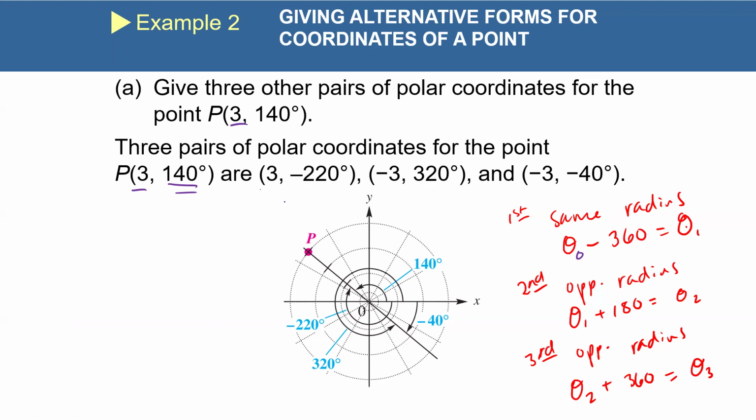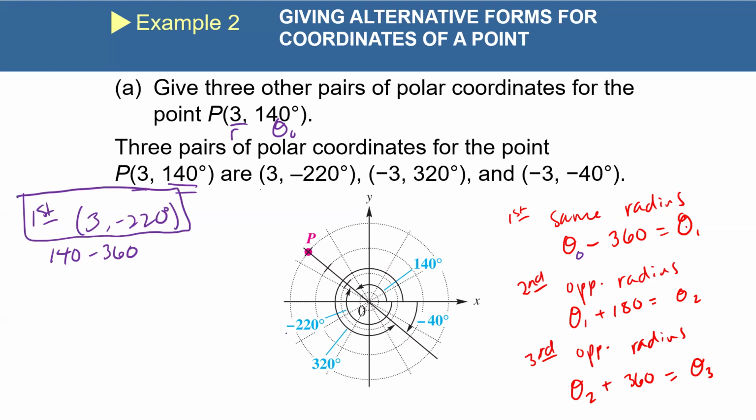All right, so our given is r and theta naught. We're going to find our first new theta. To find the first new theta, it's going to have the same radius. What is our radius? 3. To find the angle, it's theta naught minus 360. So 140 minus 360 gives us negative 220. So our first point is (3, negative 220).